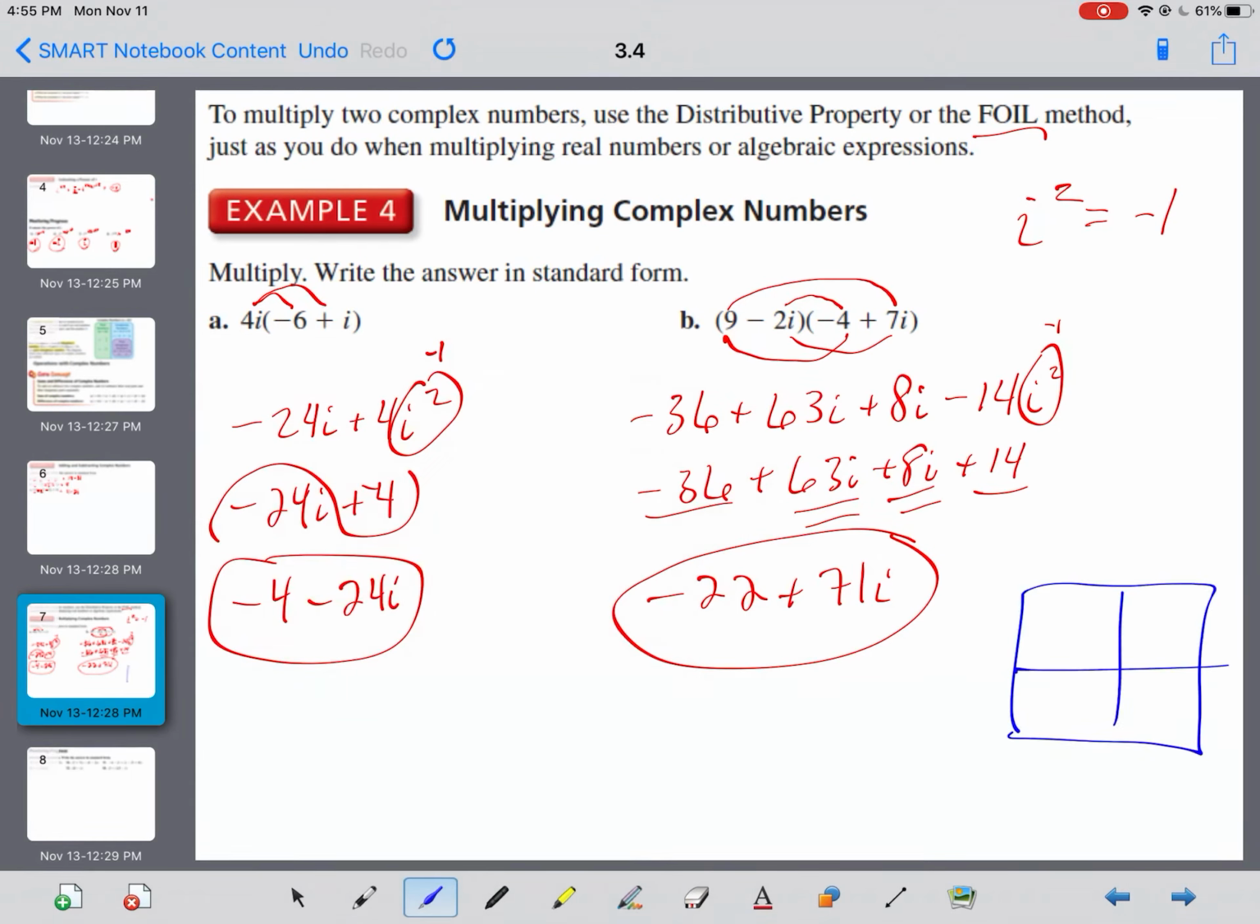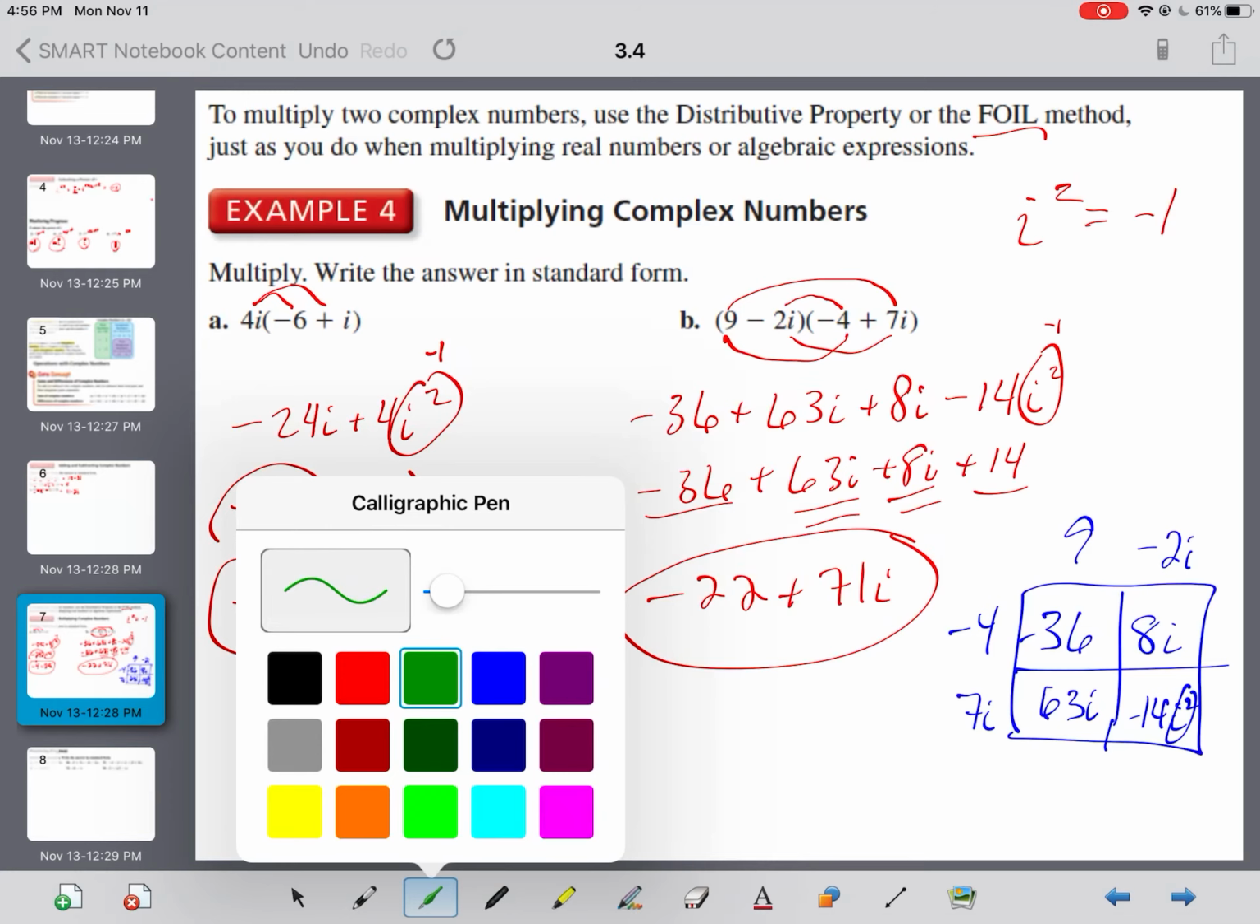Do the box method in blue. Show you what you get. What you should get: you just take one of each, just like a Punnett square. A 9 and negative 2i, negative 4 and 7i. And what's on either side of the box is what multiplies. So negative 4 and 9 is negative 36, 8i, 63i, and negative 14i squared. That's important. Changes the sign.